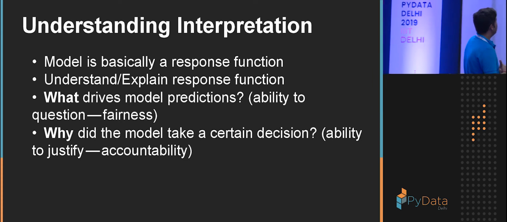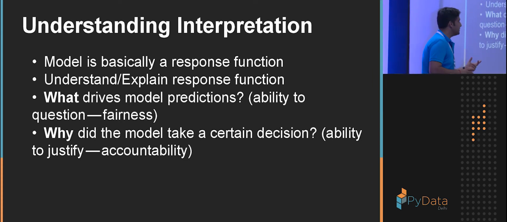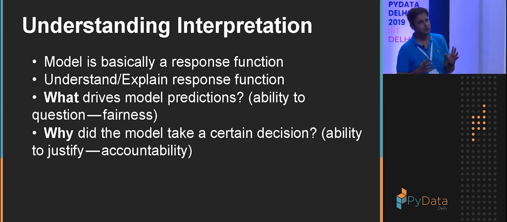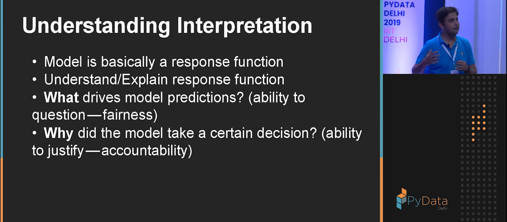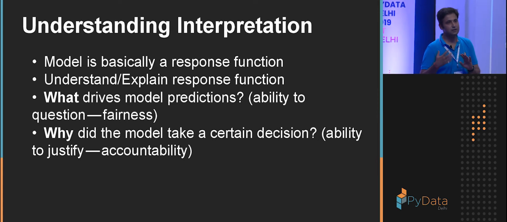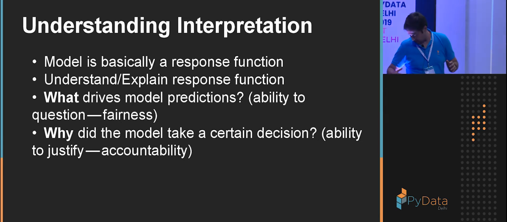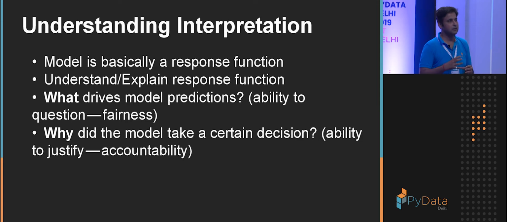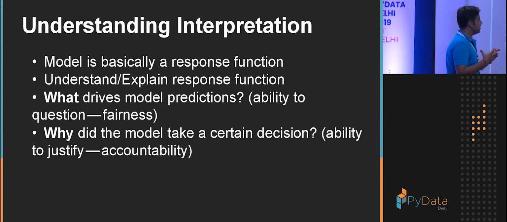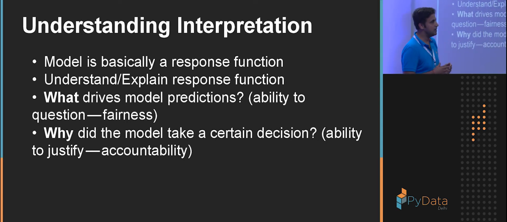Now let's come to the interpretation. A model is basically a response function. We have independent variables, and out of a function we try to produce a response variable. So a model is a response function, and what we are doing is tuning that function to give us a near-correct output. Interpretability is basically understanding that response function and how it is working.